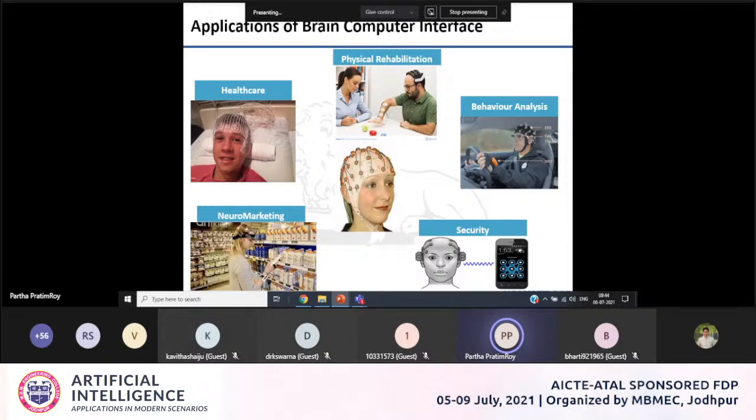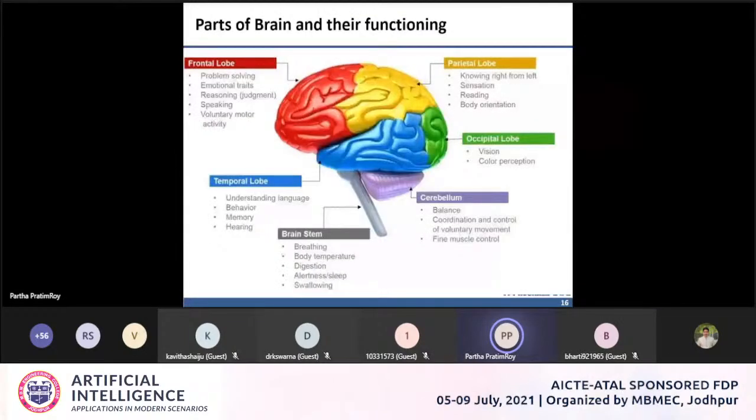As I was telling, electrode placement is very important. As the device is very costly, you might not be interested in lots of electrodes because it will be very expensive. Maybe someone is interested in 20 electrodes or 4 electrodes. For that you have to place those electrodes in the correct positions.